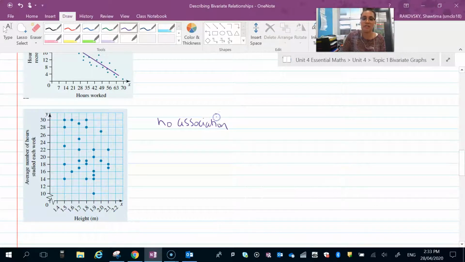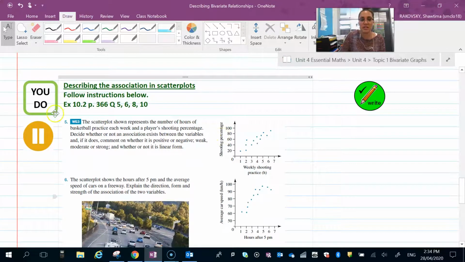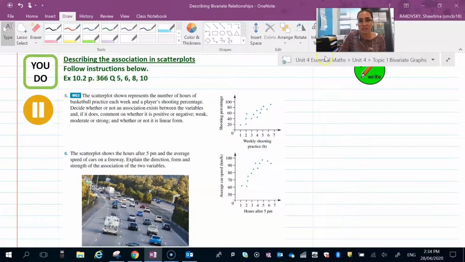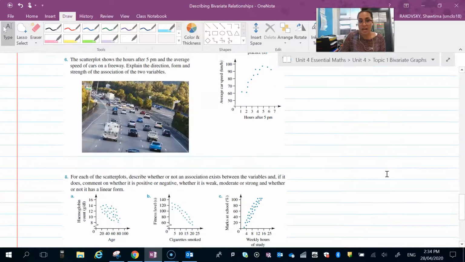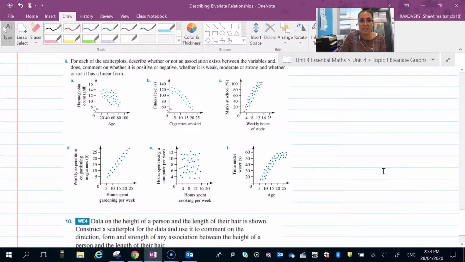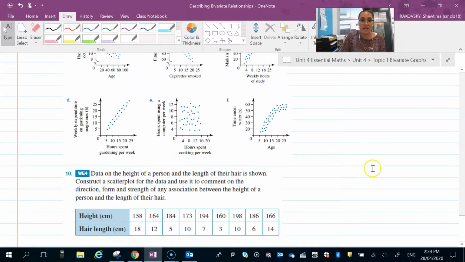So what you're going to do now is have a look at these questions here. There's your textbook directory, so where they are in the textbook. If you'd like, you can pause the video and have a go at questions 5 and 6. Righto, and there's question 8 for you, so pause again. And question 10 down the bottom here combines the skills that you've learnt this week. You're going to take a scatter plot, construct it, and then decide whether or not there is an association, using direction, form, and strength to describe the association between the two variables.